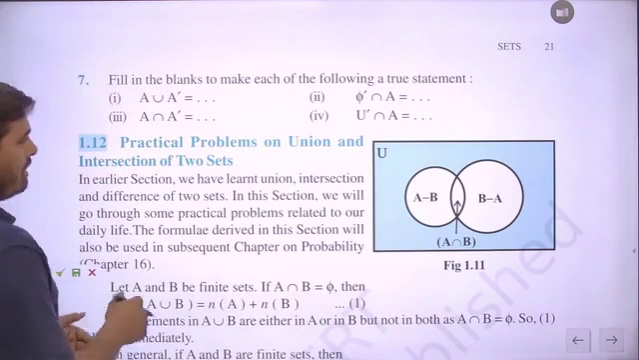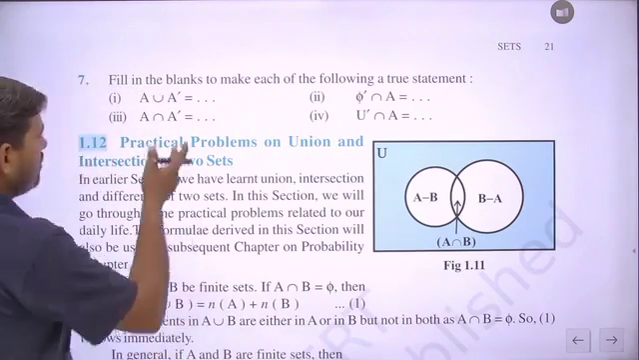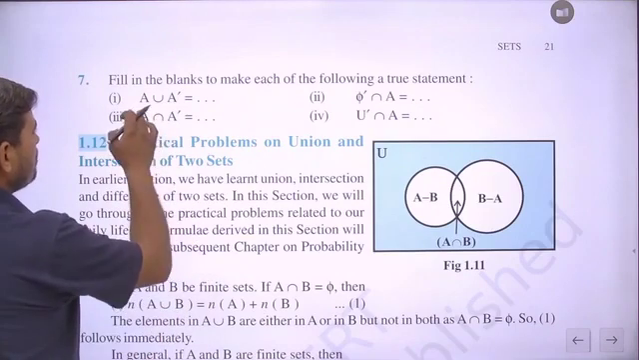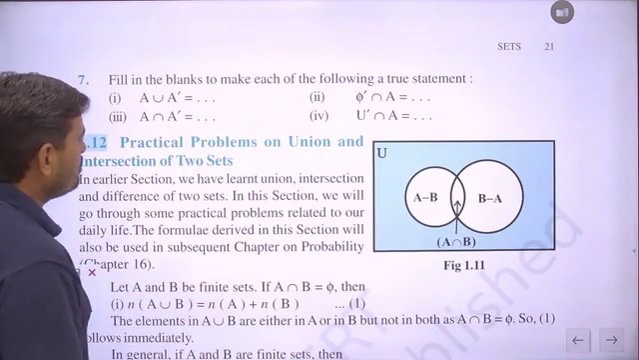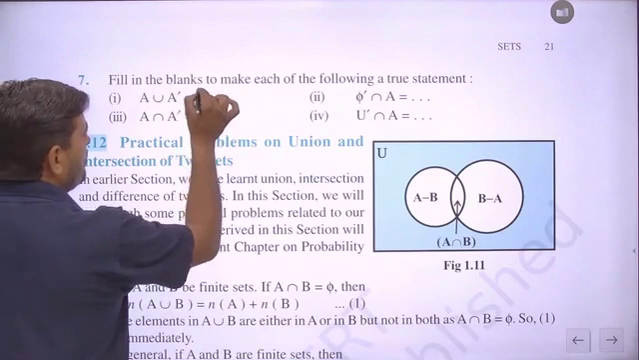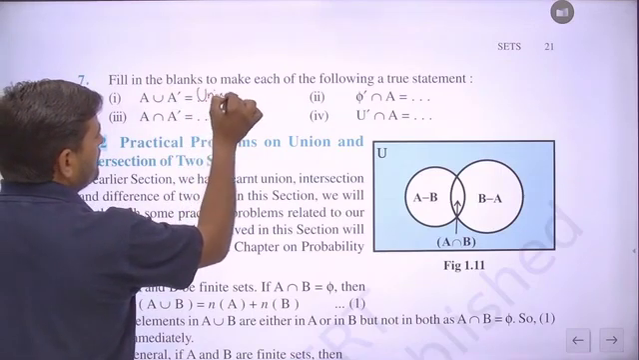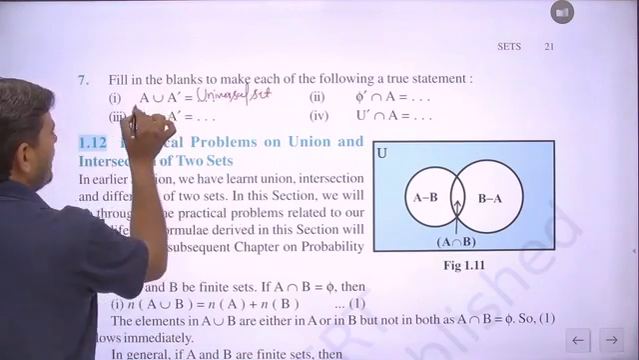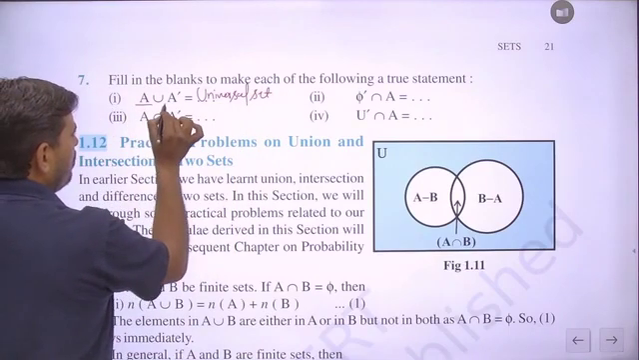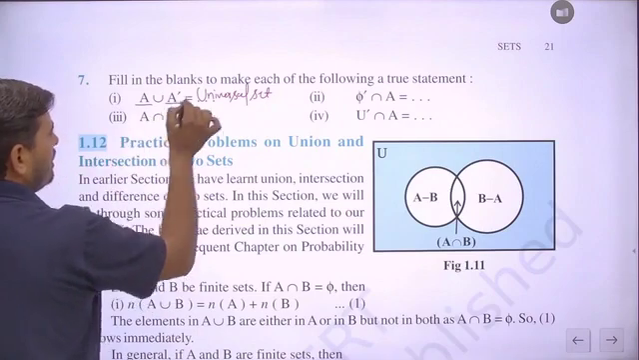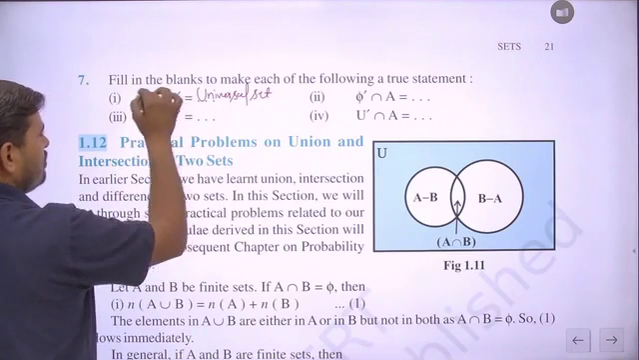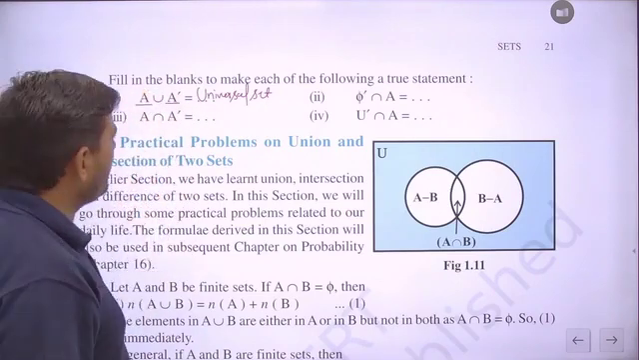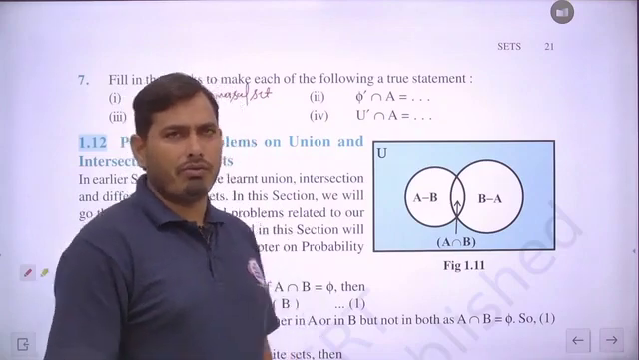So basically we have to write the results which belong to this set. What should be the answer of A union A dash? So student, A union A dash is always the universal set, because if this is A, any set A, then all elements of U will lie except A. Then if we join all the elements, definitely you will get all the elements of the universal set.